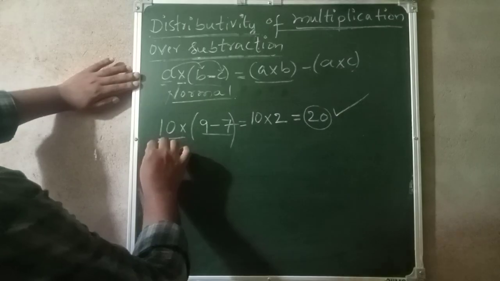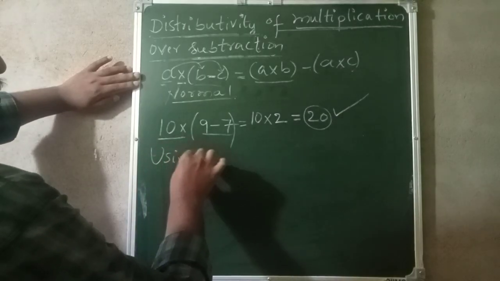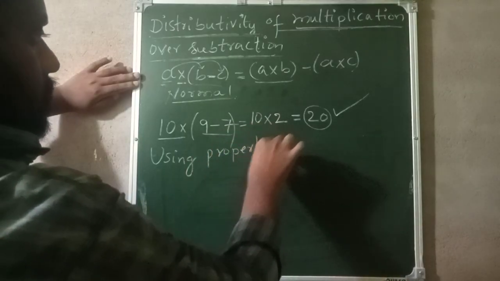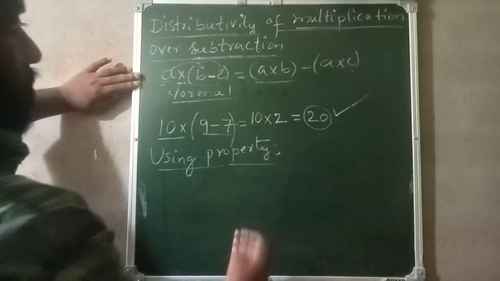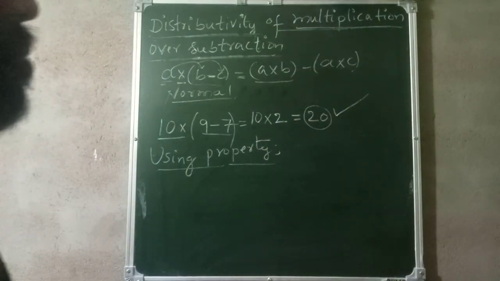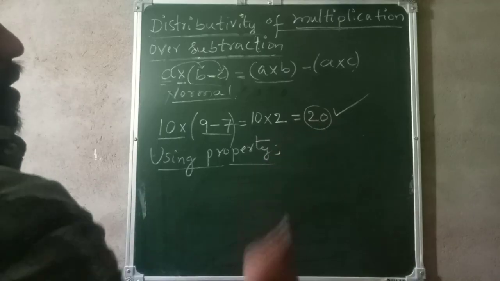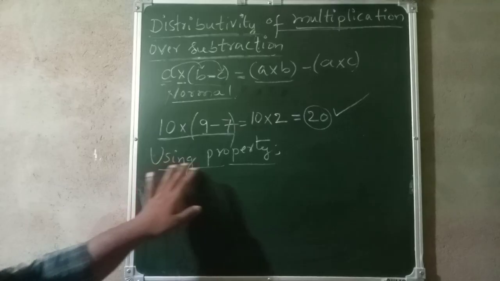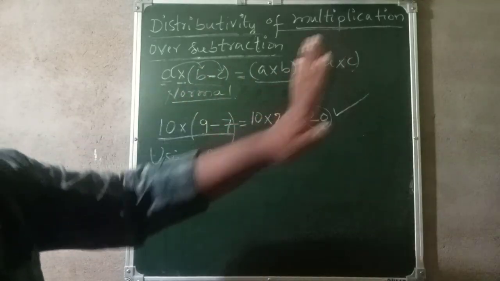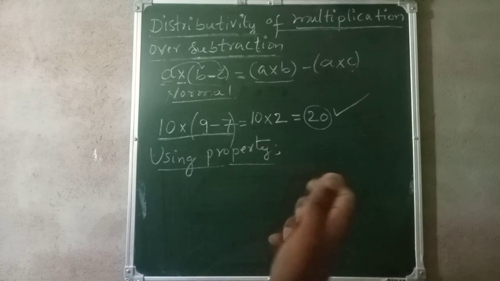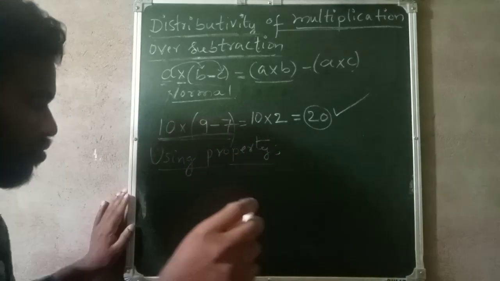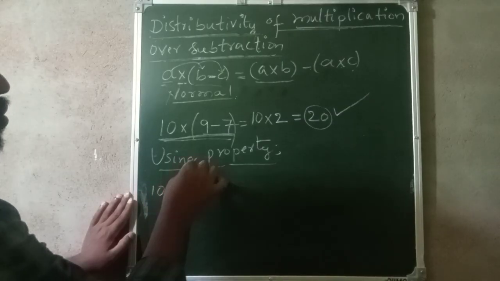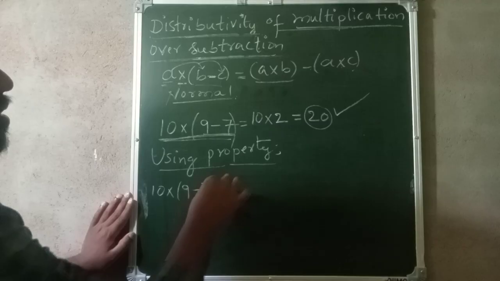Next, using property. Okay. So using normal multiplication, we got 20 as the answer. Now we will simplify the same thing using property. So which property? This property. We will use this property to simplify this now. So first write this given expression. So 10 into 9 minus 7 is equal to.